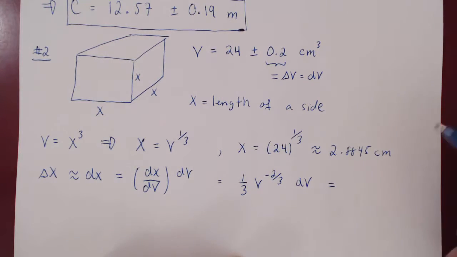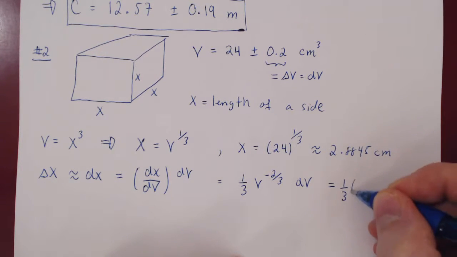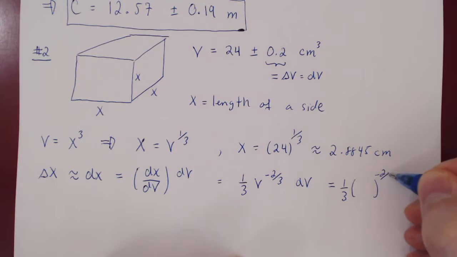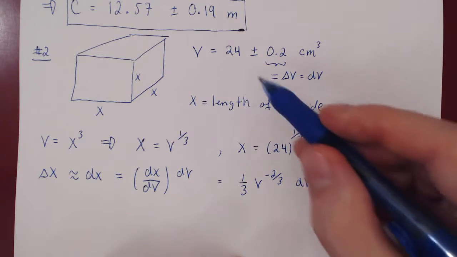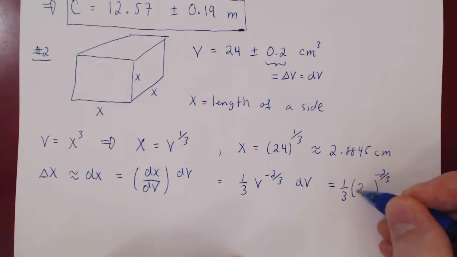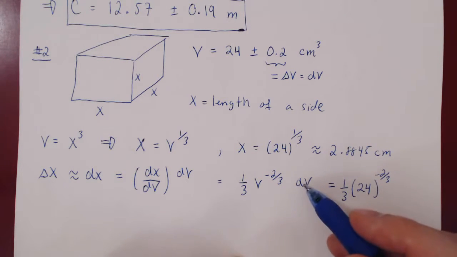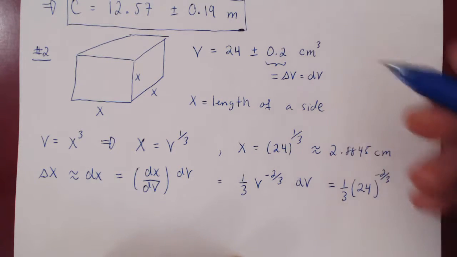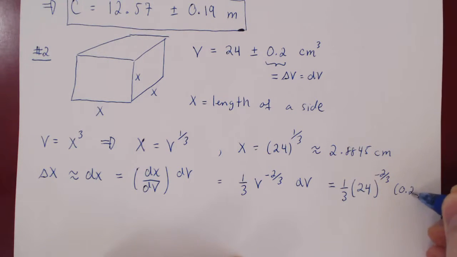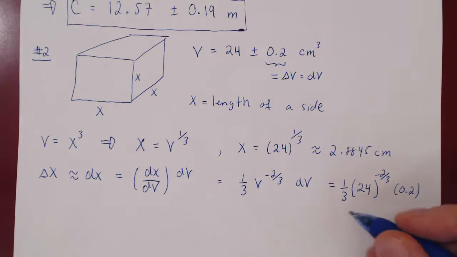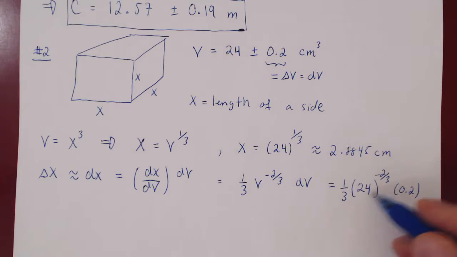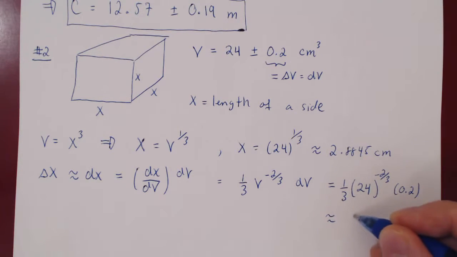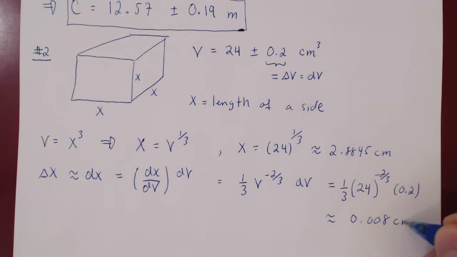Let's evaluate. It's 1/3 the volume to the negative 2/3, but we found a volume of 24, so that's 24. And dV is the uncertainty in our volume calculation, and that is 0.2. And if you compute this with your calculator, you will find approximately 0.008 centimeters.